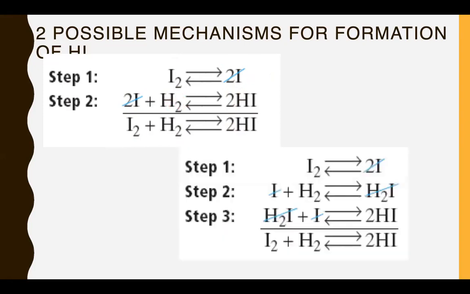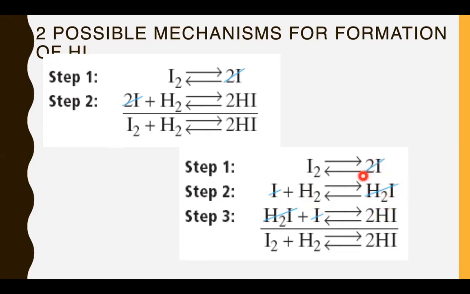The second possibility is a three-step process. Step one is the same. Diatomic iodine dissociates into two individual iodine atoms. In the second reaction mechanism, step two includes an intermediate where you have an individual iodine atom reacting with diatomic hydrogen to form H2I, and then H2I interacts with the second individual iodine atom to form 2HI.